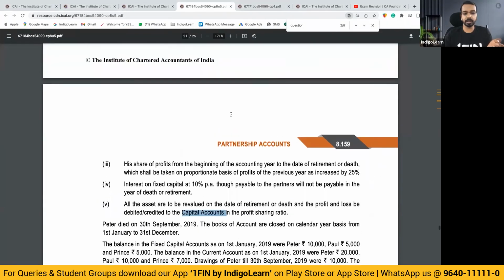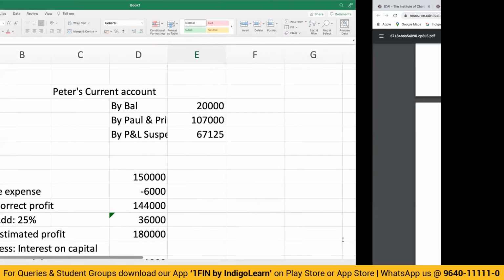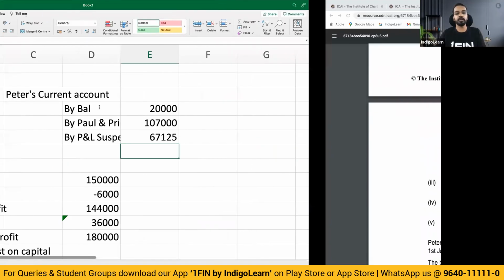If you see the question, what does the question say? Proportionate basis of profits of the previous year. So we are talking about what is the profit that the business has earned. Based on that, what will be the increase of 25%? And of course, we have to pay interest to the other partners. On that basis, we have taken proportionate profits for 9 months. Right. So this is done. Profit is done. Then revaluation.